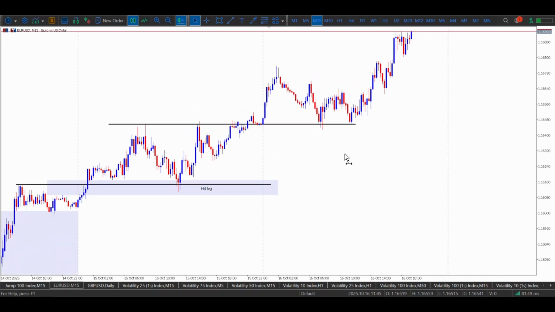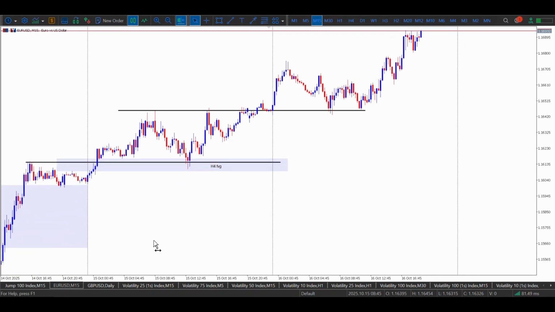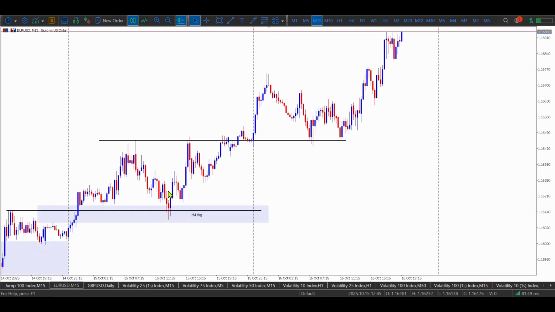we can clearly see that this is what happened. My setup here was very clear.